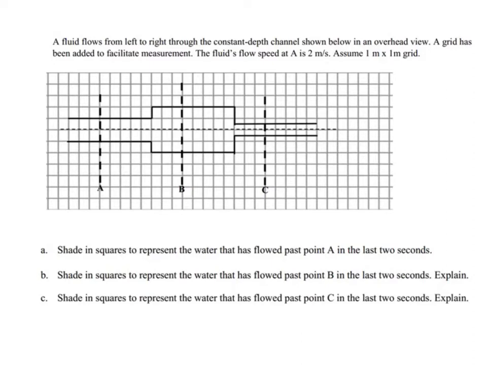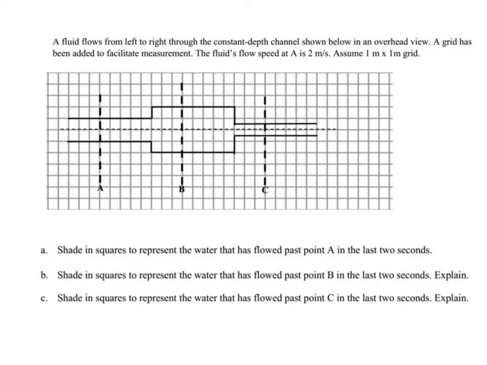So let's read through it first. It says a fluid flows from left to right through the constant depth channel shown below in an overhead view. A grid has been added to facilitate measurement. The fluid's flow speed at A is 2 meters per second. Assume a 1 by 1 meter grid.